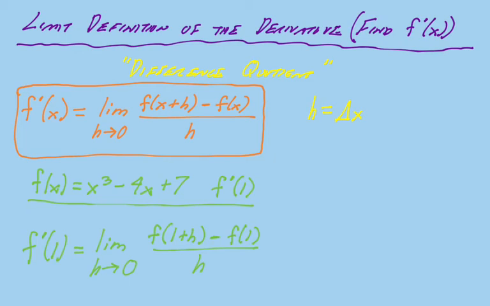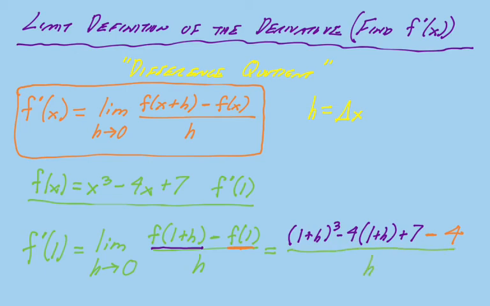So what that's going to look like when we plug things in is every time I see an x, I'm going to put a 1 plus h. So for this part right here, this would be 1 plus h all cubed minus 4 times 1 plus h plus 7. I'm done with that part. Now I need to subtract the value of the function at 1. So that'd be 1 minus 4, which is negative 3. Negative 3 plus 7 is 4. And then I need to put that all over h. And I've done it.